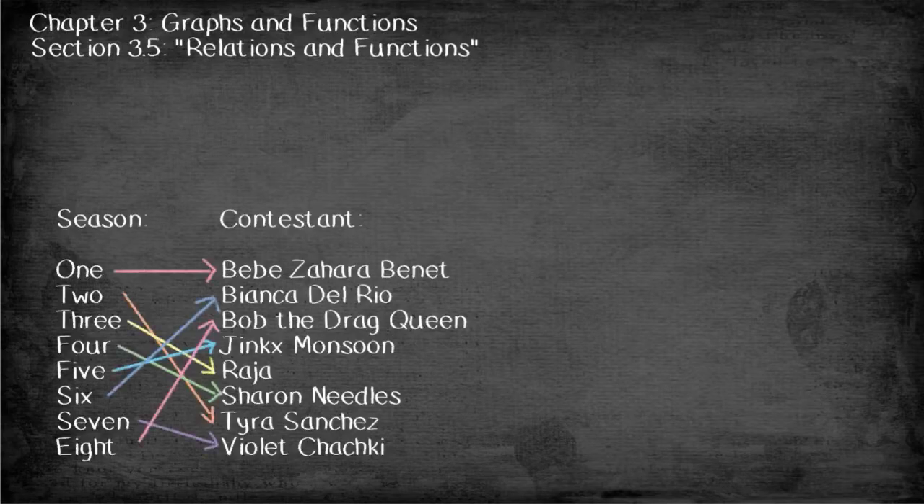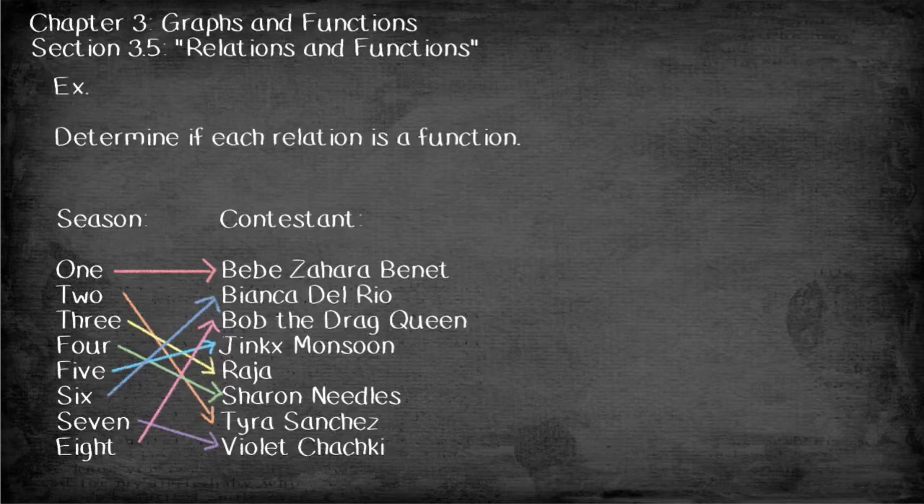So for this example, we have, for the first 8 seasons of RuPaul's Drag Race, the winners of each of the seasons. So the arrow is going to the contestant that won each of the seasons. And we want to know if this relation is a function. We can see here that each of the seasons only has one arrow coming out of it. There aren't any seasons that have multiple winners. So, yeah, this relation here is a function.